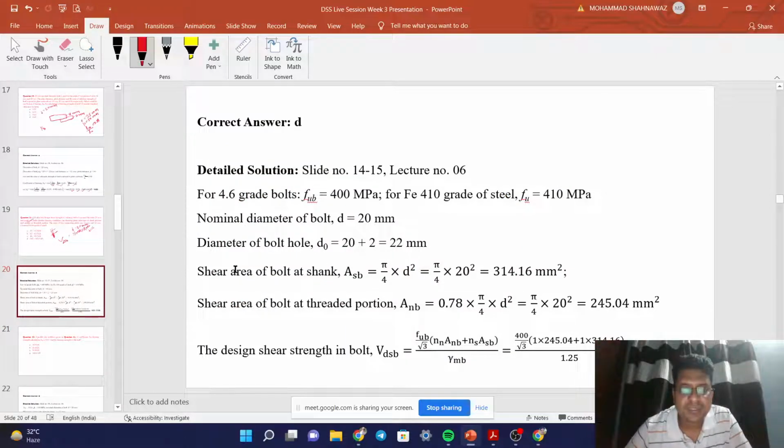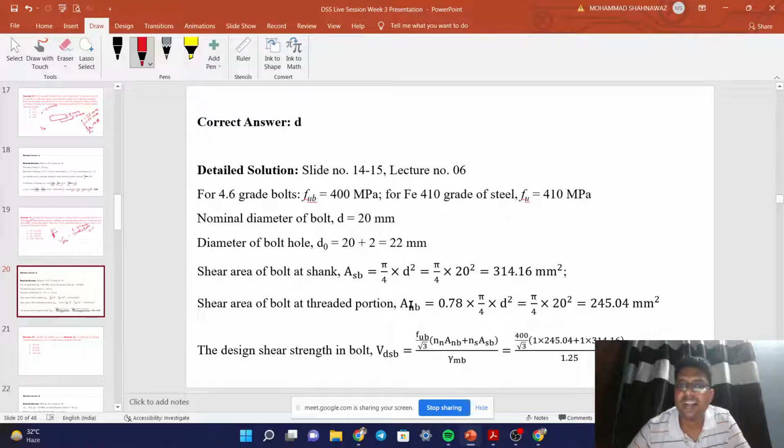So see, shear area of bolt at shank where thread is not present. What is shank? Where thread is not present. So it is equal to pi by 4 d square. It is 314.16 mm square. After that, shear area of bolt at threaded portion means one of the plane is lying at threaded portion and one is lying at shank. So we have to calculate both the area.